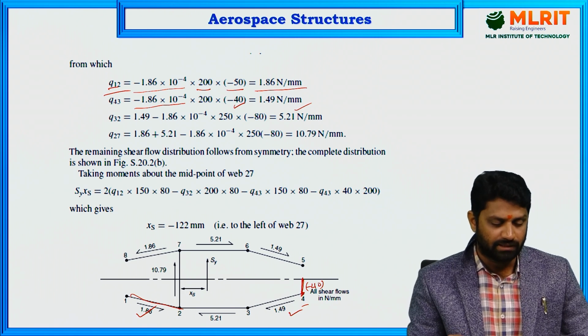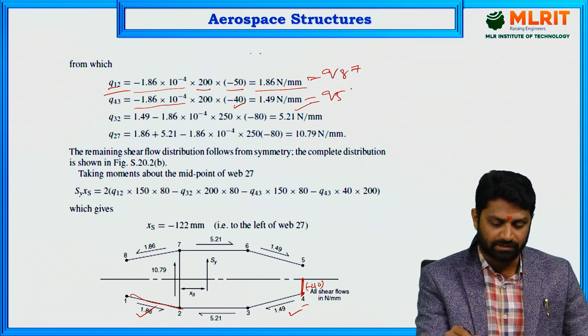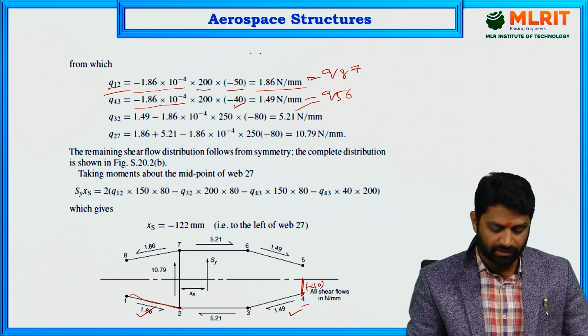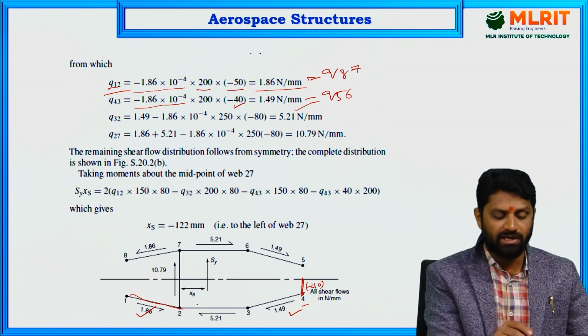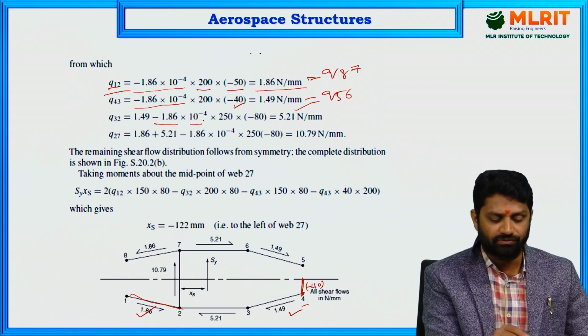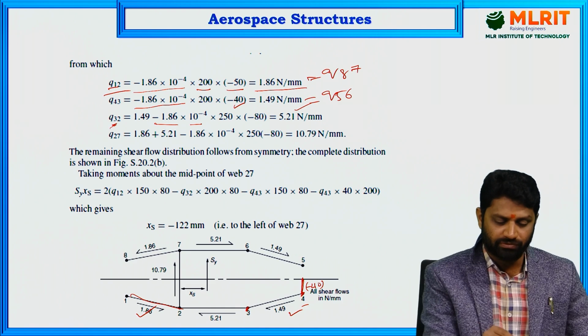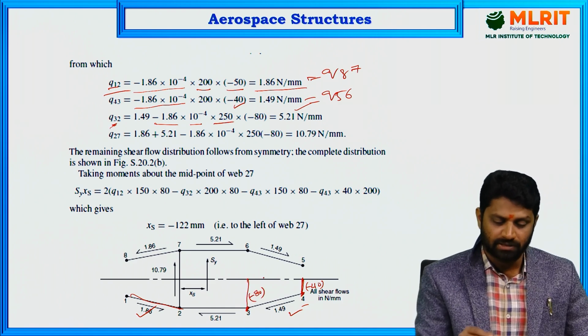Okay, and then Q12, once you calculated, it is equal to Q87, and Q43 we calculated is equal to Q56. Okay, and next we are trying to calculate Q32, after this Q43. So Q32 is equal to minus 1.86 into 10 to the power of minus 4. You have to multiply the boom area of 3 and its respective y distance. So boom area of 3 is nothing but 250 and its respective y distance from the centroidal axis is minus 80, below the x-axis. So minus 80.